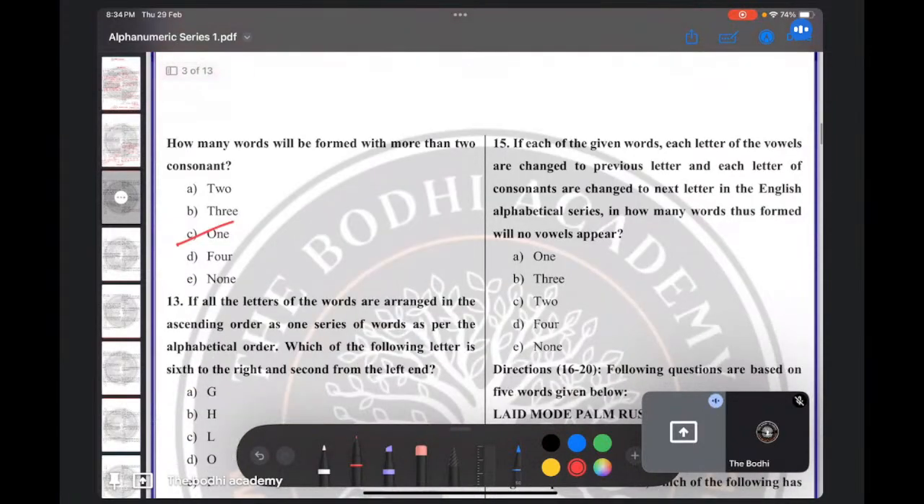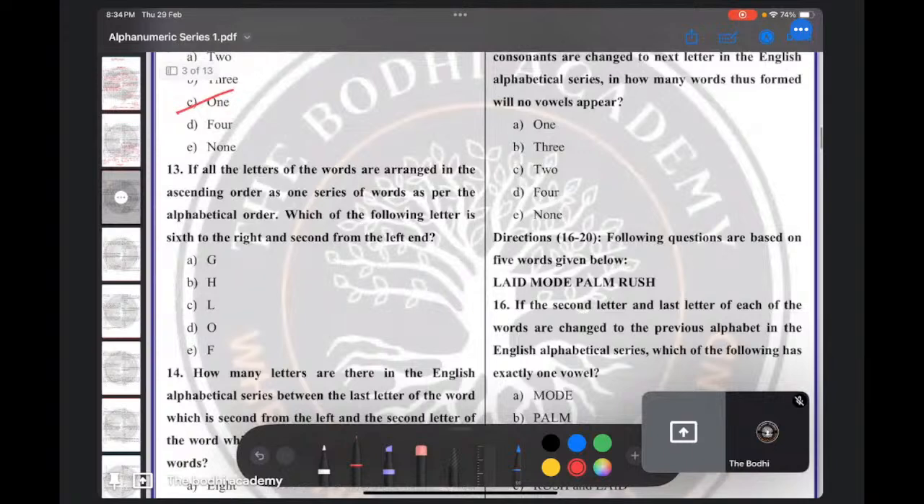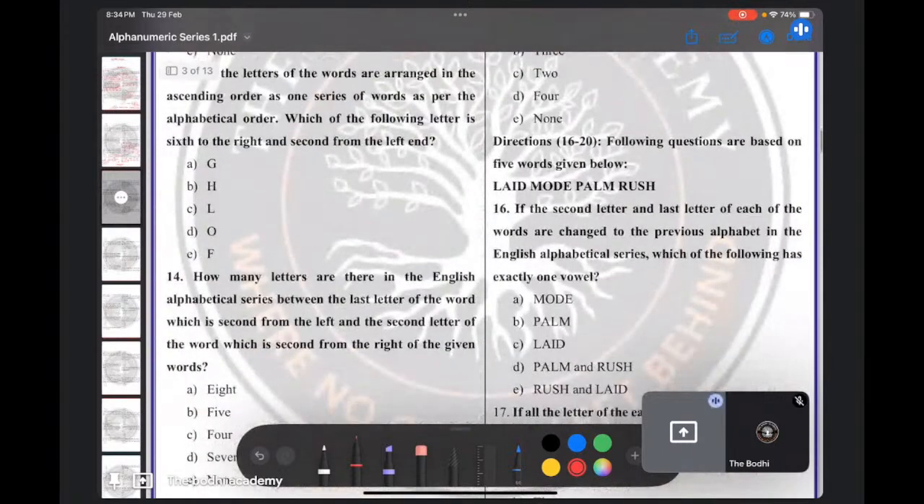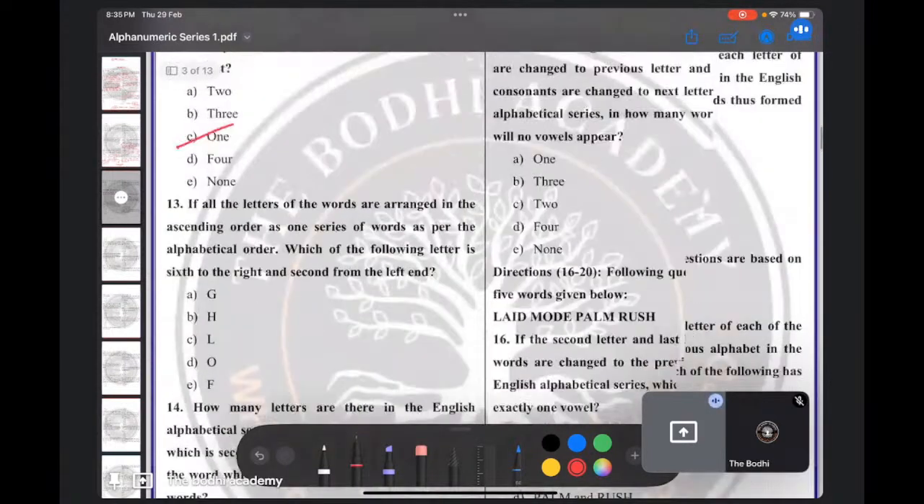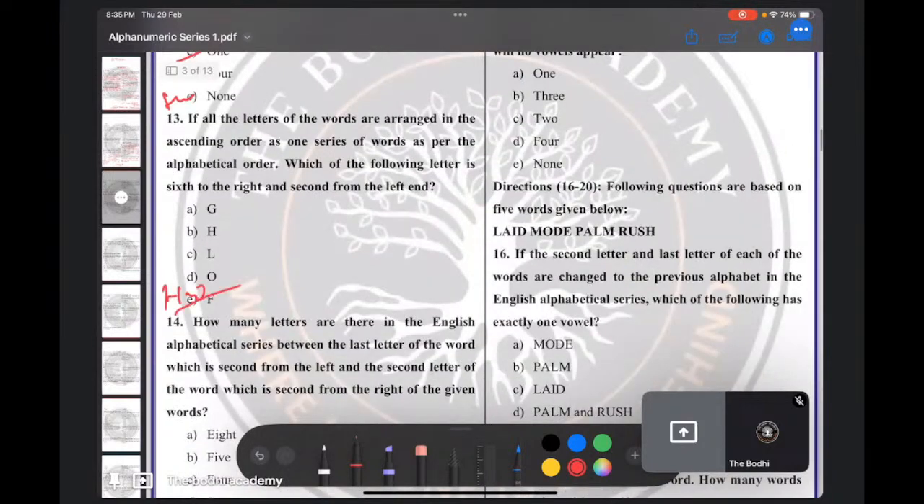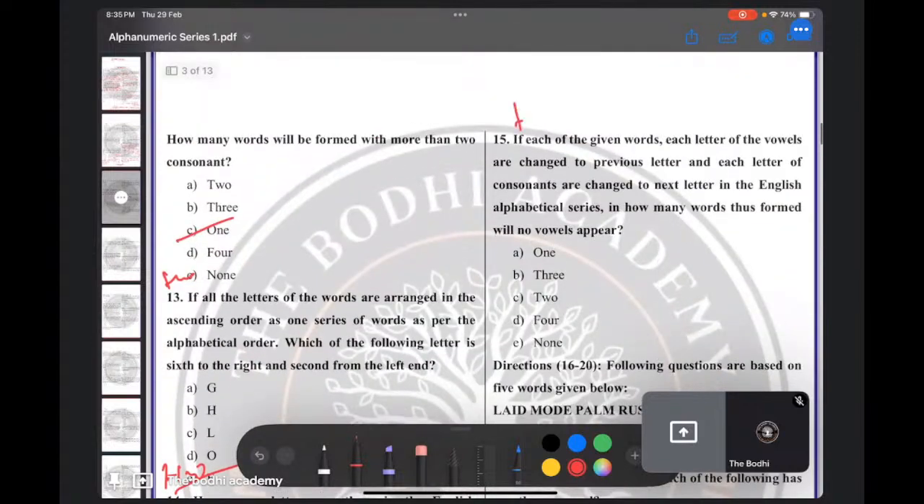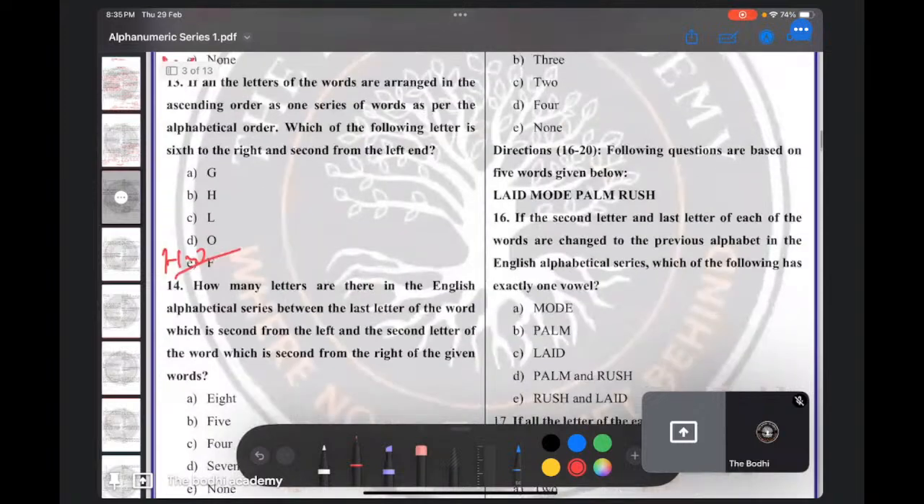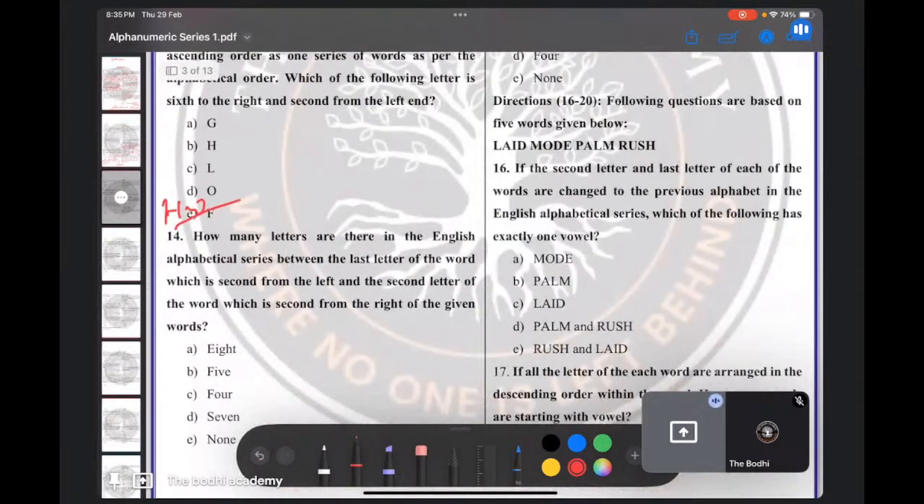Now, next question number 13. Take a screenshot of that, because the question is on the top. So, 2 questions I have solved. 3 you can solve. 13, 14 and 15. Question number 16 to 20.